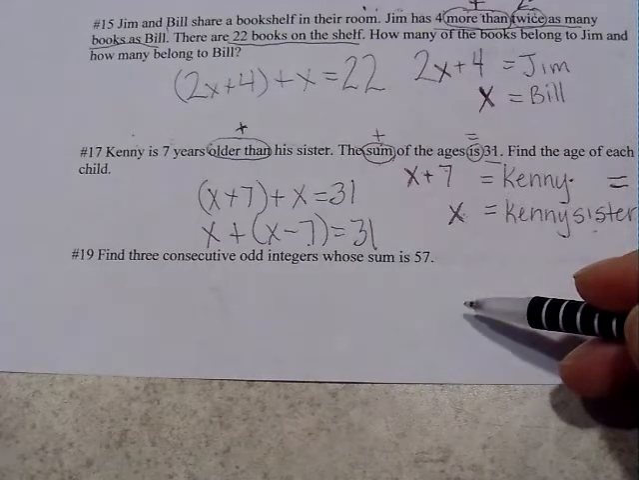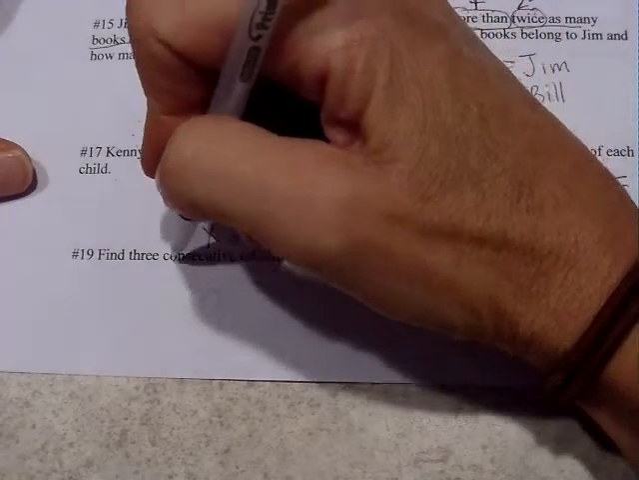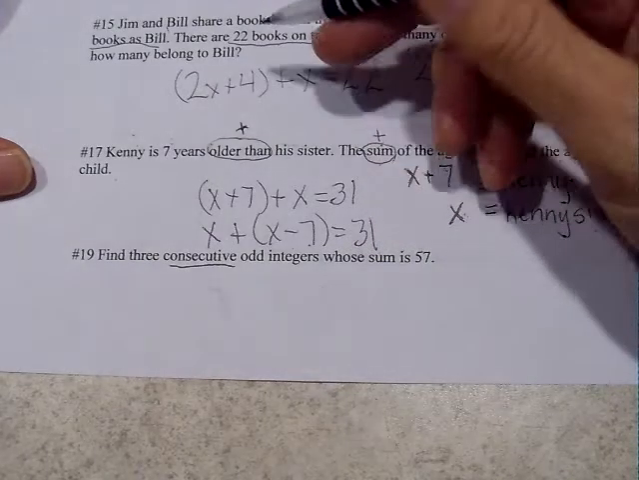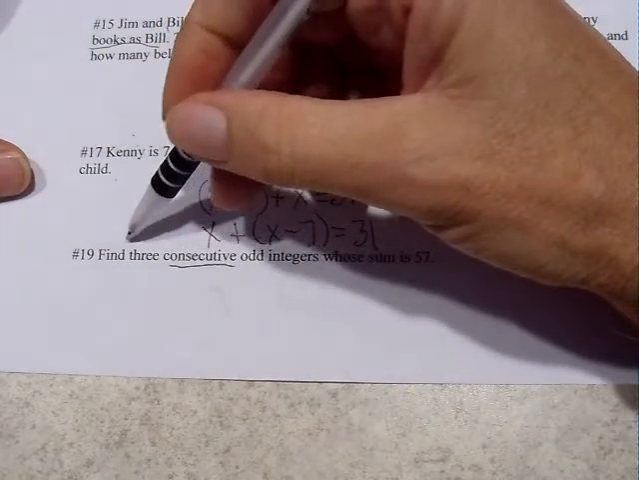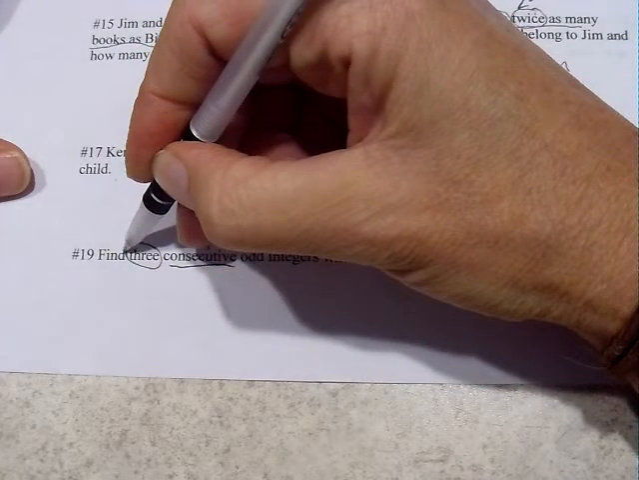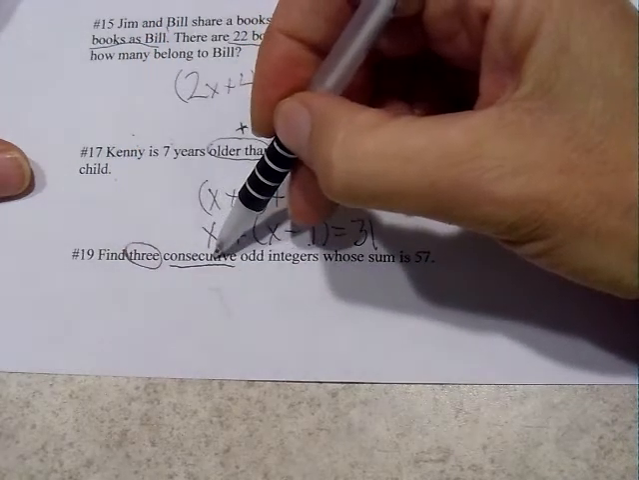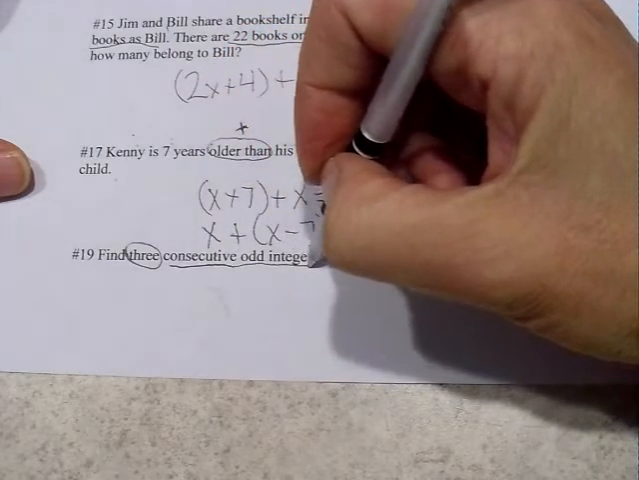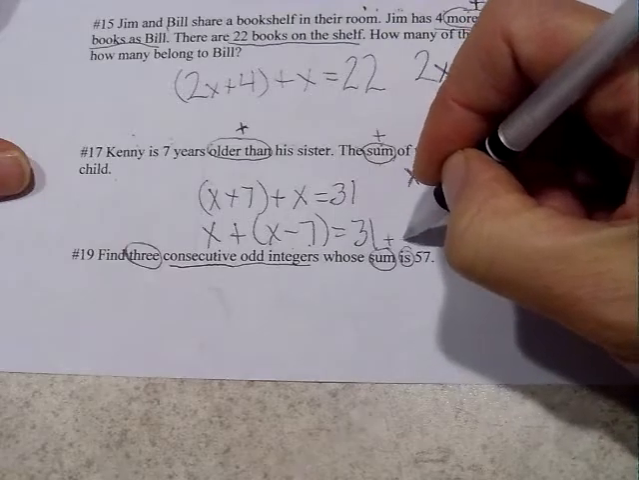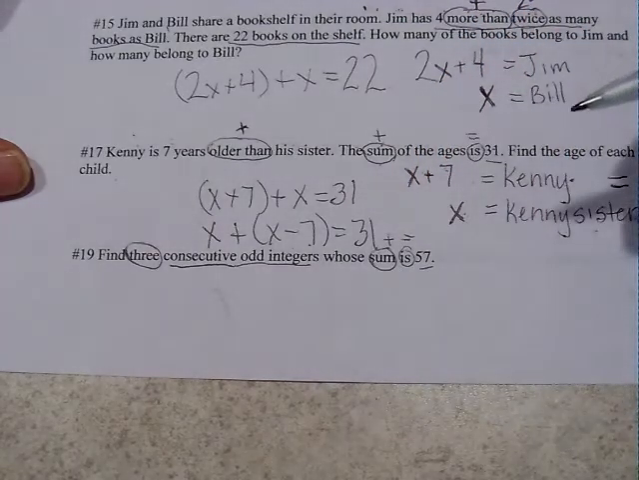Find 3 consecutive odd integers. So we did one like this up above. Consecutive meaning in a row. Odd integers whose sum is 57. Okay, lots of words should jump out at you right away. How many variables are we going to have? We're going to have to represent 3 different numbers. They're consecutive odd integers. Sum, we're going to add them together, and it's going to equal 57.